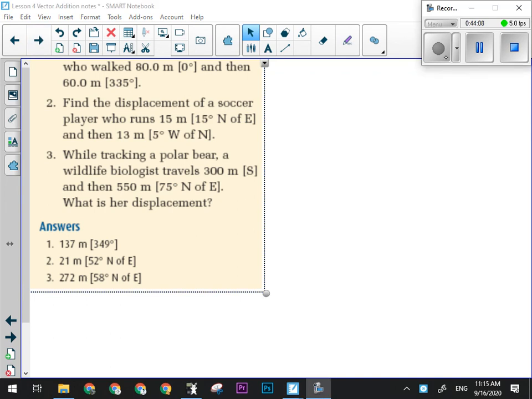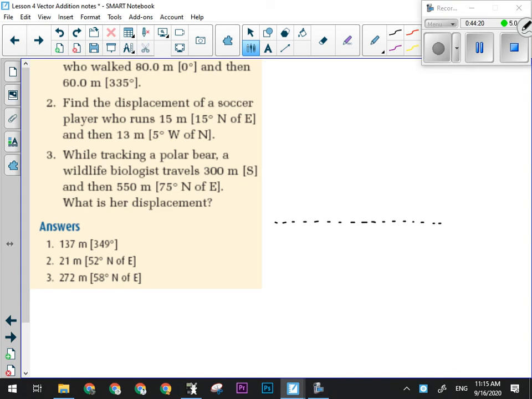Okay, let's just look at what the diagram's going to look like for this one. So first they go 15 meters at 15 degrees north of east. So my reference is east. All right, and I'm going to go 15 degrees north of that. That's maybe a little low. Okay, and it's 15 meters long. Here's x. Here's y. My second vector is 13 meters, and it's 5 degrees west of north.